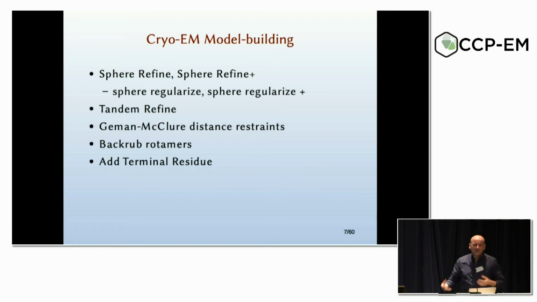So the tools that are available and are being modified are Sphere Refine, Sphere Refine Plus, where you're using more residues. You can use regularization. There's a thing called Tandem Refine, where you are refining along the structure rather than in a sphere. I'll be talking about how one can use Geman-McClure distance restraints, or modifications of distance restraints by Geman-McClure estimators. And we'll see about the other things.